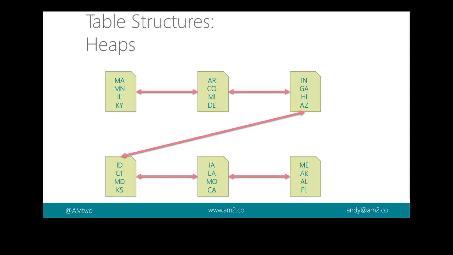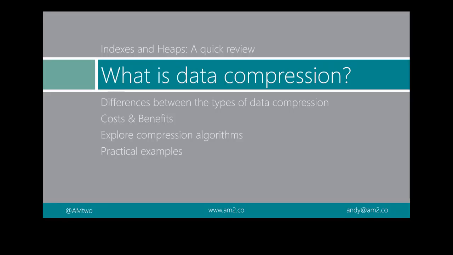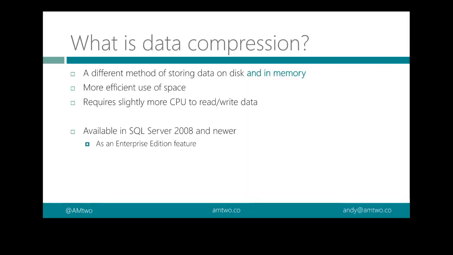Okay, that's it for my review on how data is stored. We're going to talk a lot about pages, but we'll come back to that in a little bit. So data compression, it's a different way of storing the data on disk and in memory. The "in memory" part is important because when you read or write data from memory, that's when you're going to be decompressing or compressing it. And that's where you're going to have to apply a little bit more CPU in order to do that.